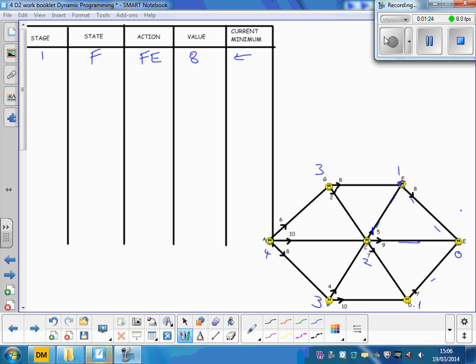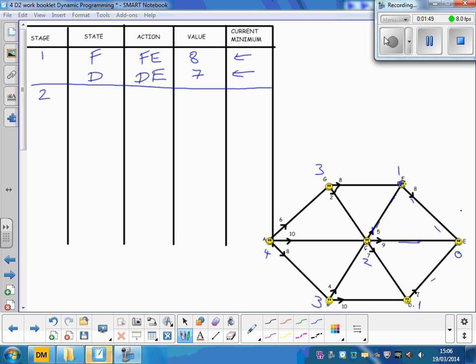The other one to look at is D. Now, if you're at D, again, the only thing you can do here is go D to E. And D to E is 7, and so that is the best thing you can do at D. No choices to make at stage 1. There's just one thing to do each time. Let's draw a line underneath that to say we've finished that, and let's go on to stage 2.